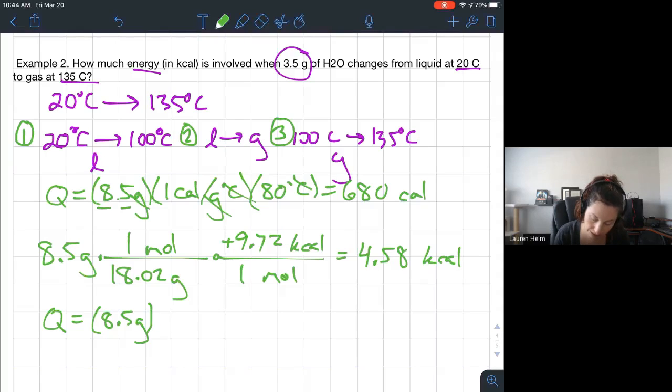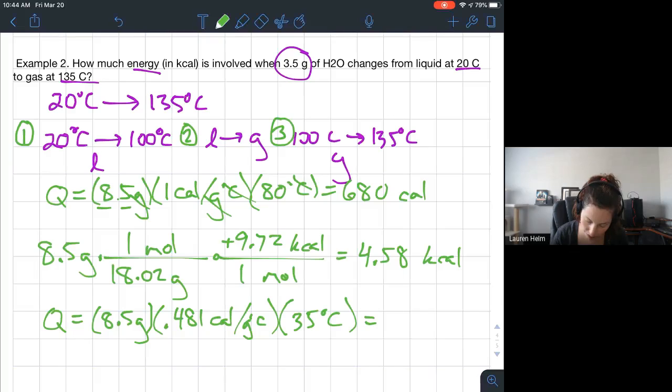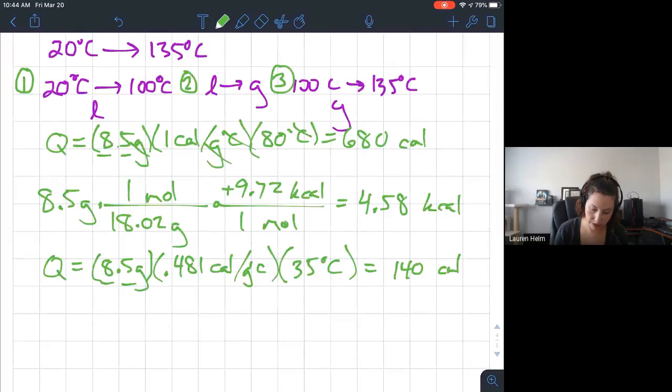The specific heat for water when it's a gas is 0.481 calories per gram Celsius. And then 135 minus 100 is a positive 35 degrees Celsius. And we get, with 2 sig figs, 140 calories. It's actually 143.0975, but we're going to take it down to 2 sig figs.